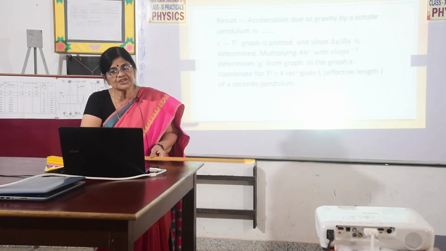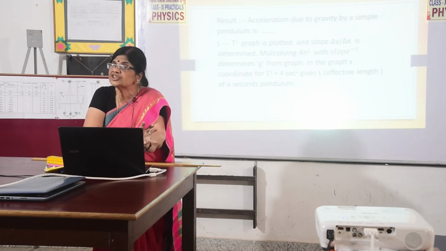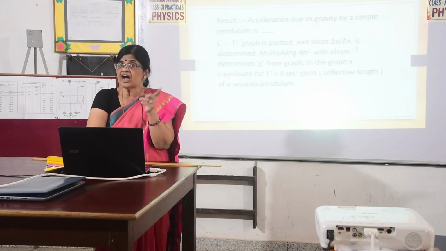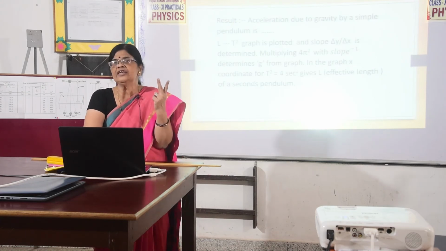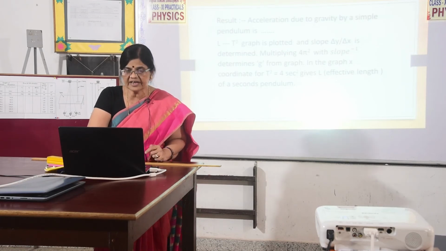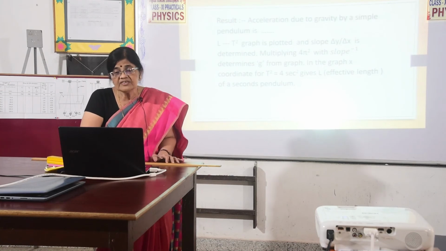So the result: acceleration due to gravity by simple pendulum is mean L by T square into 4 pi square. That is from the observation table. You can also calculate L by T square from the graph by the slope method, and then multiply by 4 pi square, giving g graphically. So you'll have two values: the observed value of g from the observation table and the graphical value of g from the graph. So multiplying 4 pi square with the slope inverse gives you g from the graph.